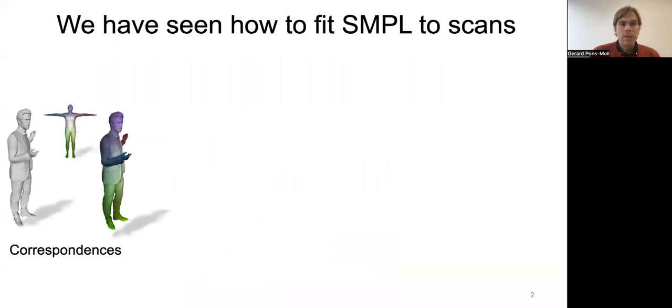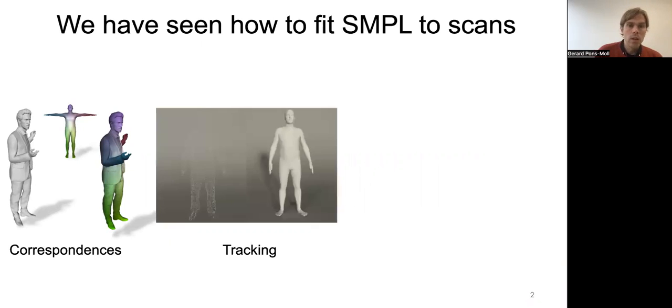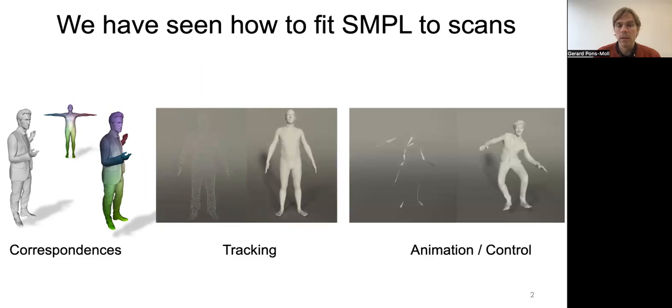In the previous lecture, we've seen how to fit models into point clouds in order to obtain correspondences or track humans from point clouds. This would enable tracking people from input coming from a depth camera. Or it would allow us to animate scans by fitting the model to the scans and then controlling their shape and pose using the underlying body model. So all of this is very useful.